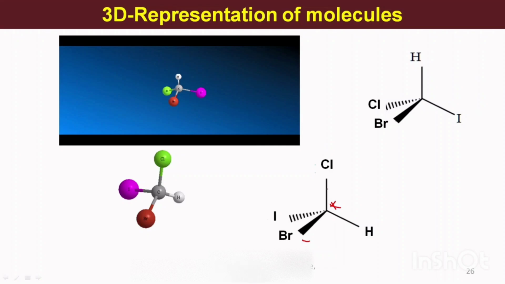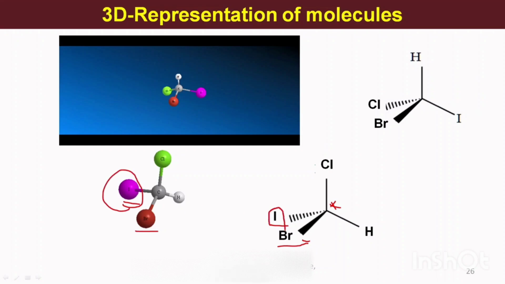So a wedge, this thick line, represents the bond. Here bromine is connected by the wedge bond. It represents a bond projection that is coming towards us, or above the plane of the paper. A dashed wedge line: here iodine is connected like that. So this represents the bond projection that goes away from us, or below the plane of the paper.